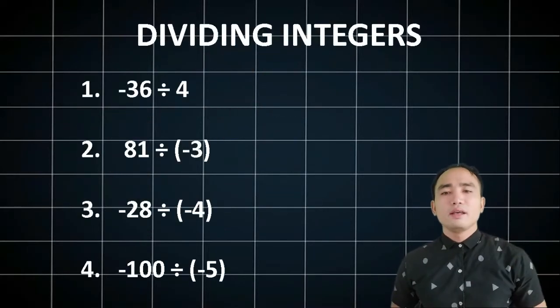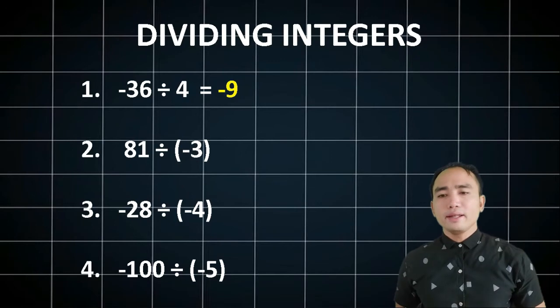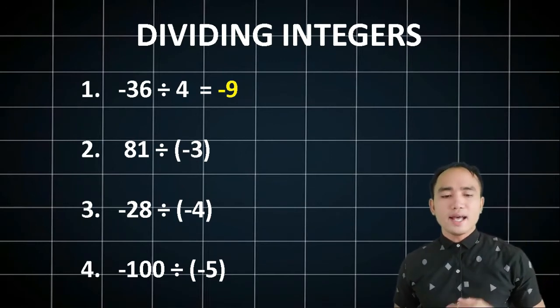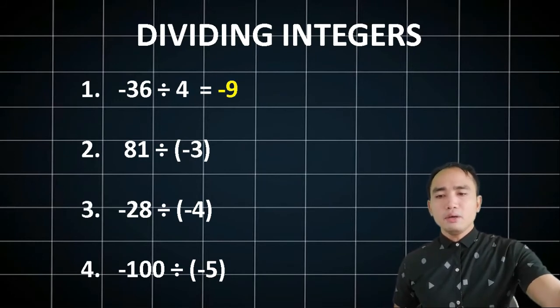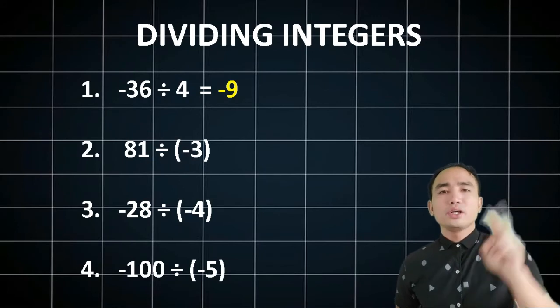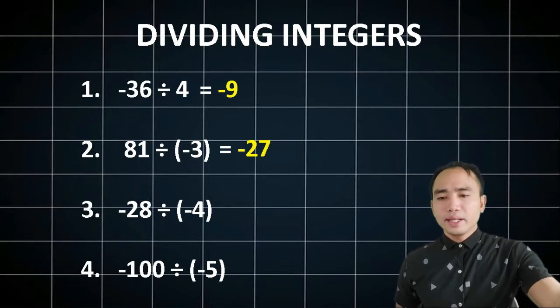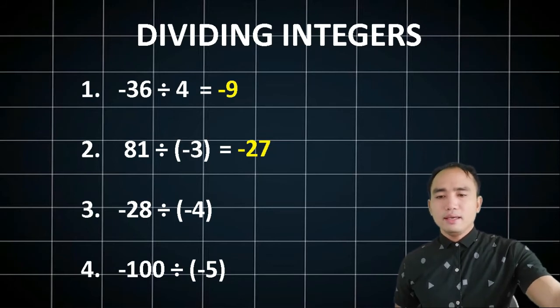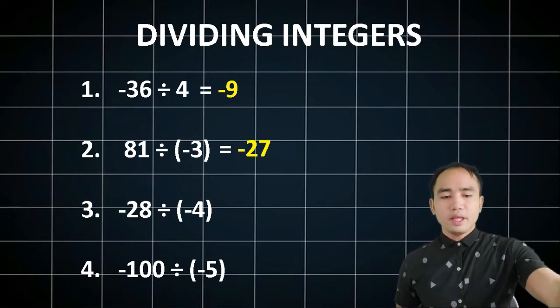Okay, examples. Number 1, negative 36 divided by 4, the answer is negative 9. Because we are dividing two integers with different signs, so the answer is negative. Number 2, 81 divided by negative 3. Here we are dividing again two integers with different signs, so the answer will be negative 27. Number 3, negative 28 divided by negative 4. Okay, here we are dividing two integers with like signs. Therefore, the answer is positive. So, positive 7.